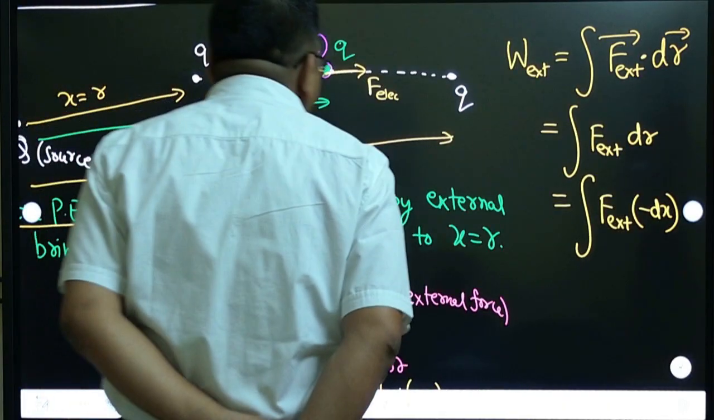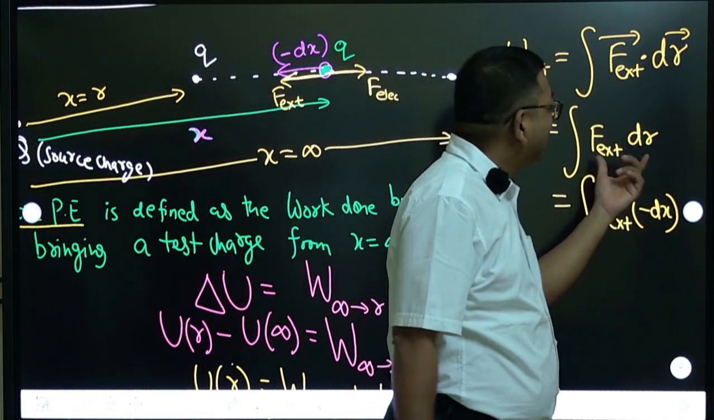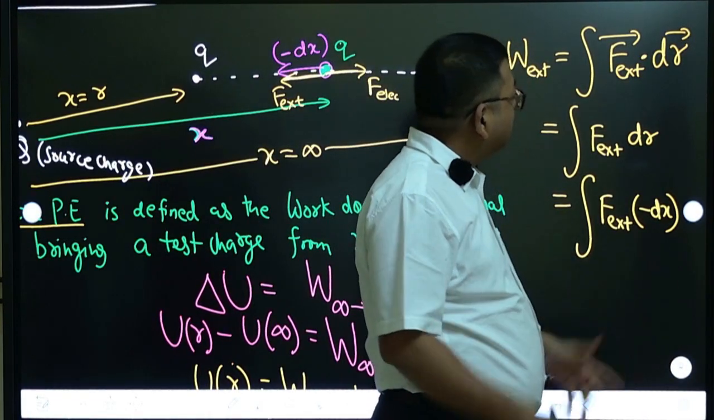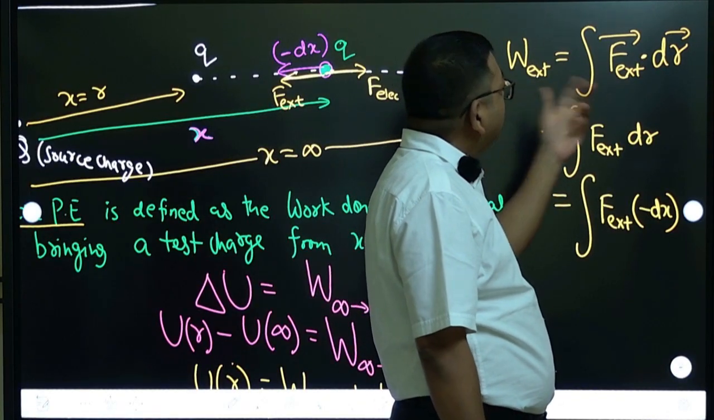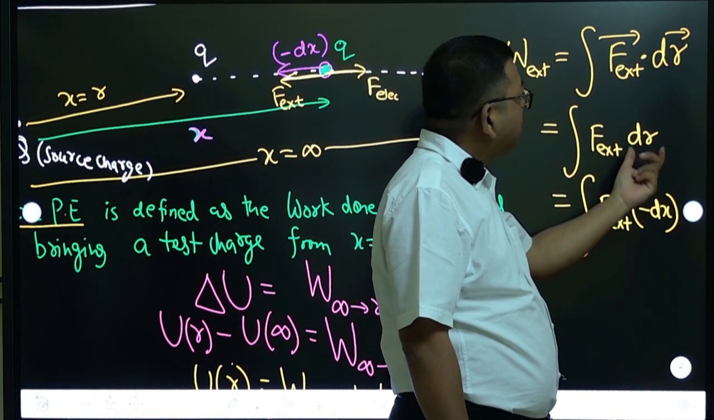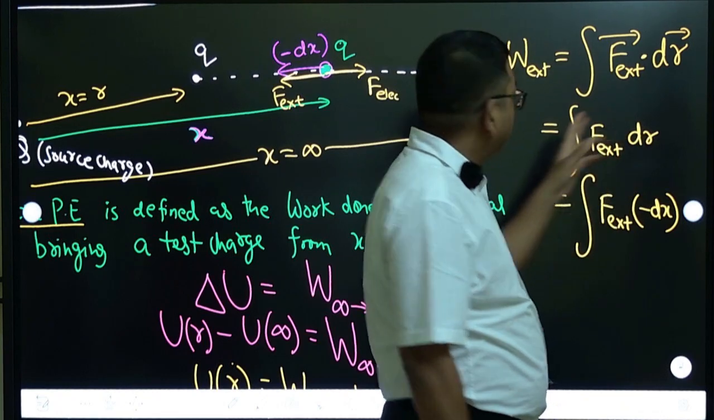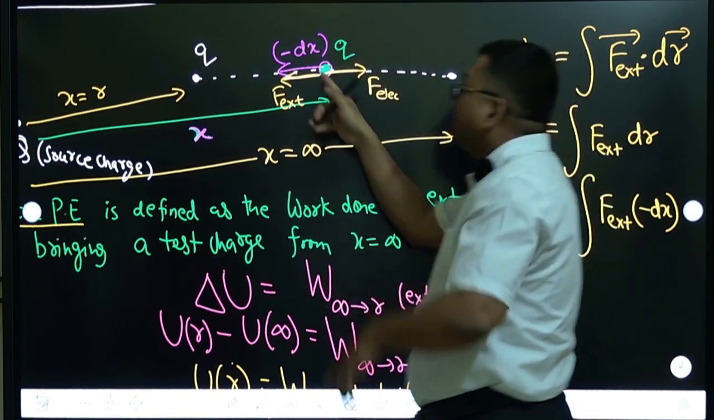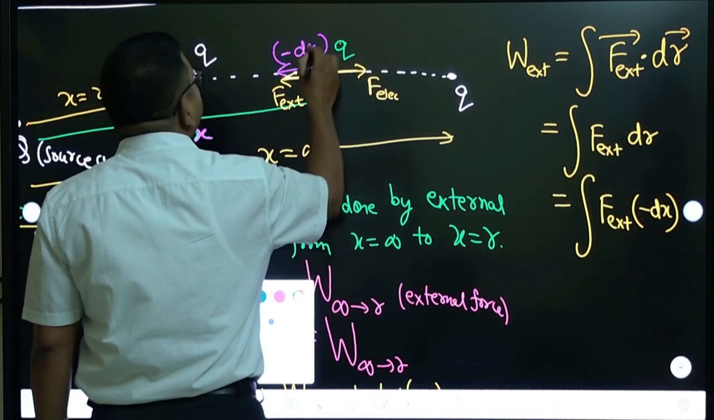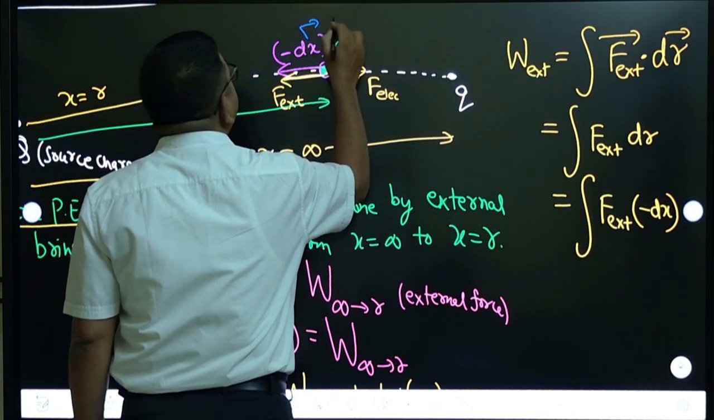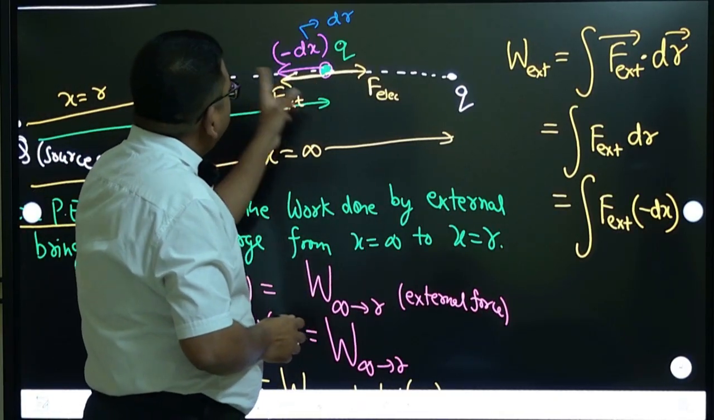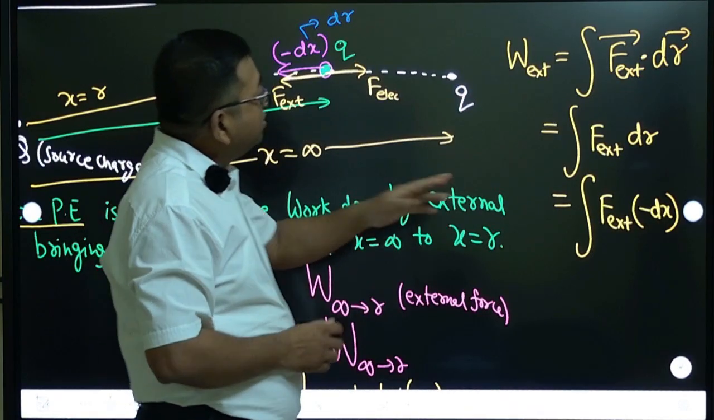This is very important, because in the textbook they don't make these points clear. They simply write the final step. But we have to write this because it is a dot product. So magnitude of force, magnitude of displacement, cos 0 degree is 1 because both are in the same direction. This minus dx which I have written, that is what is dr. It is the dr vector. So this direction is minus dx, and this is the force, right?